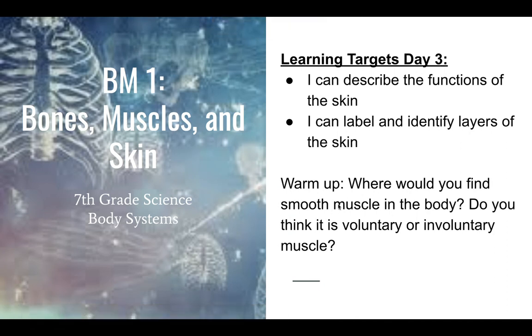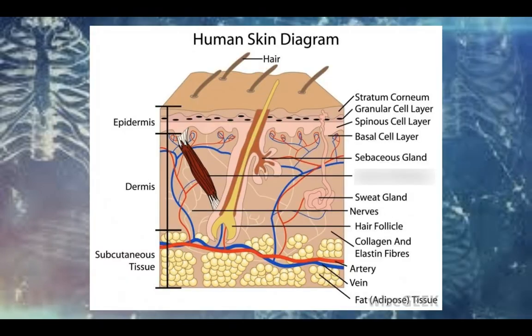And again, if you want to do the warm-up or just ask yourself, do you remember where you would find smooth muscle in the body, you can do that as a quick check or go back and look in yesterday's video lesson. So this is a cross-section of human skin. And your labeling activity is going to have a diagram very similar to this. There are a lot of different diagrams out there on the web.